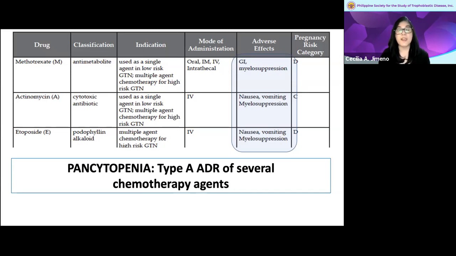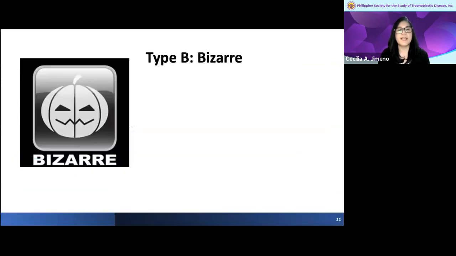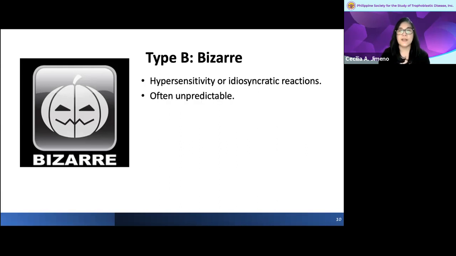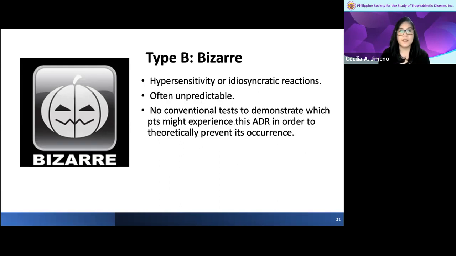So that's type A or augmented, which are dose-related ADRs. The next type of adverse drug reaction are the bizarre or type B adverse drug reactions. These are hypersensitivity or idiosyncratic reactions. They're unpredictable. They're unrelated to the mechanism of action of the drug. They cannot be explained by the pharmacologic effects of the drugs.